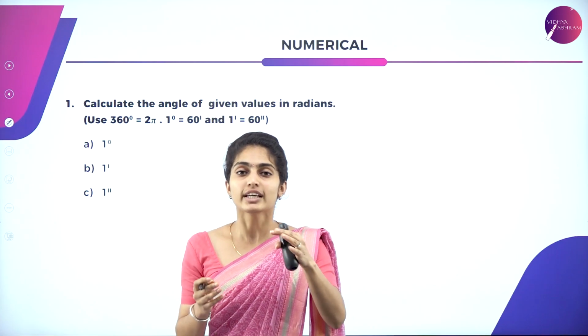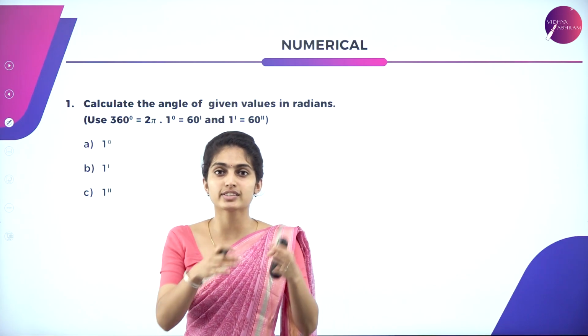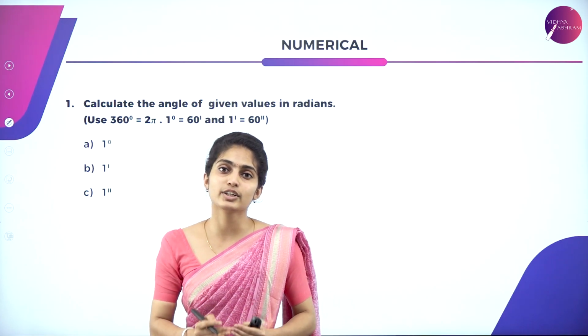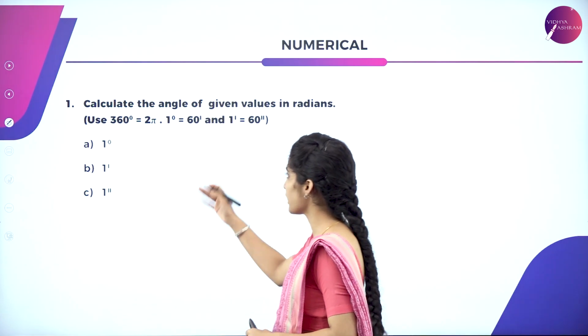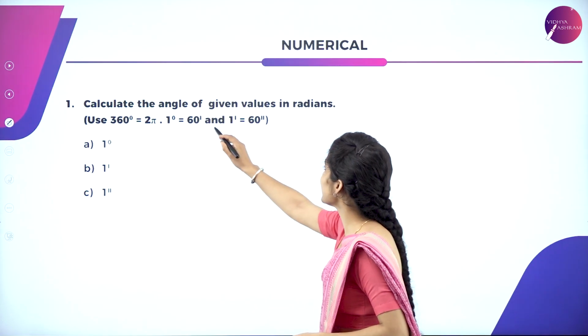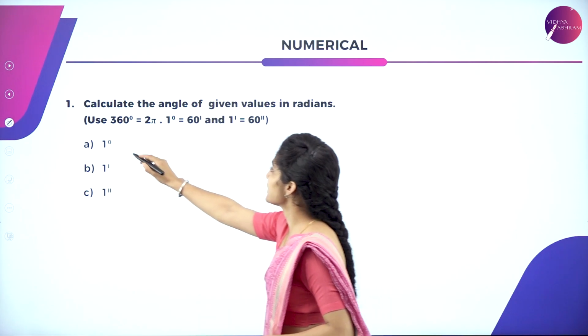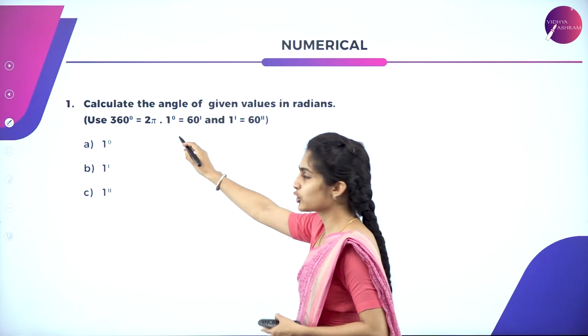So you will have to imagine things, grasp the questions, write the given terms, imagine things, and then systematically put it down. So let us come into the question. Calculate the angle of given values in radians. So use 360 degree is equal to 2 pi.